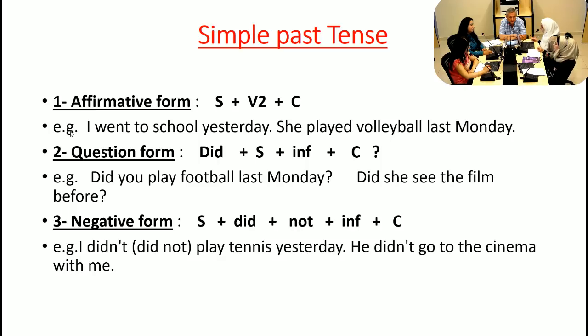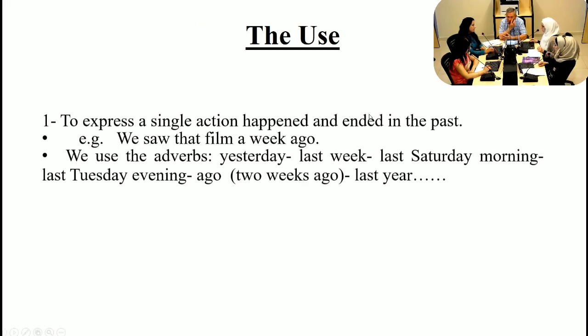In the negative form, we use subject plus did plus not, plus the infinitive. For example, I didn't or did not play tennis yesterday. He didn't go to the cinema with me. Next, Miss Samahir. The use.